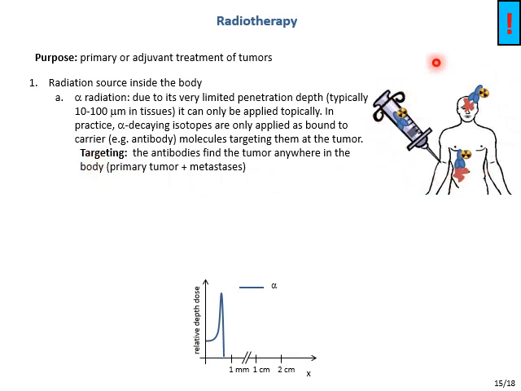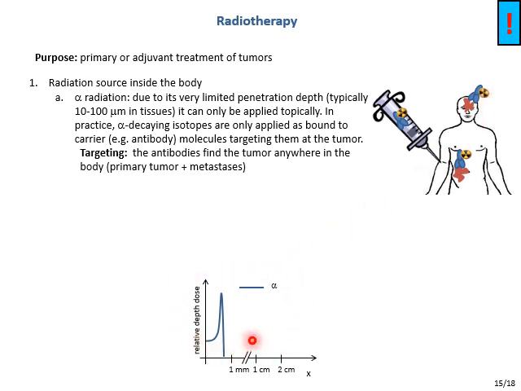And here you can see one way of targeting an alpha decaying isotope: it is coupled to an antibody. If such an antibody is injected into the patient, the antibody will bind to the primary tumor and also to the metastasis. And due to the presence of the alpha decaying isotope, the tumor is destroyed.